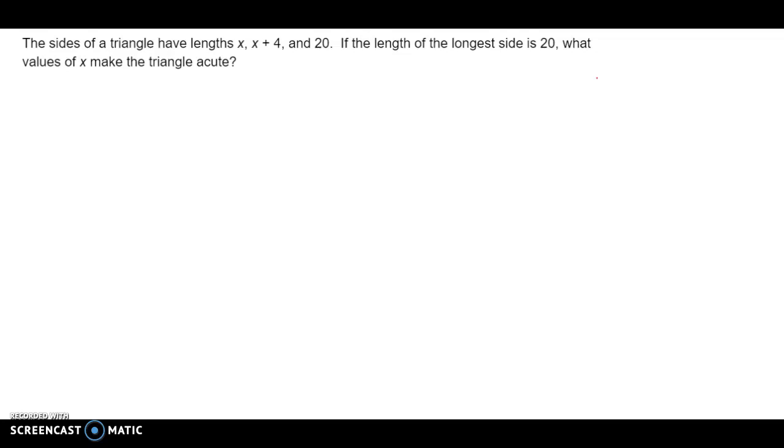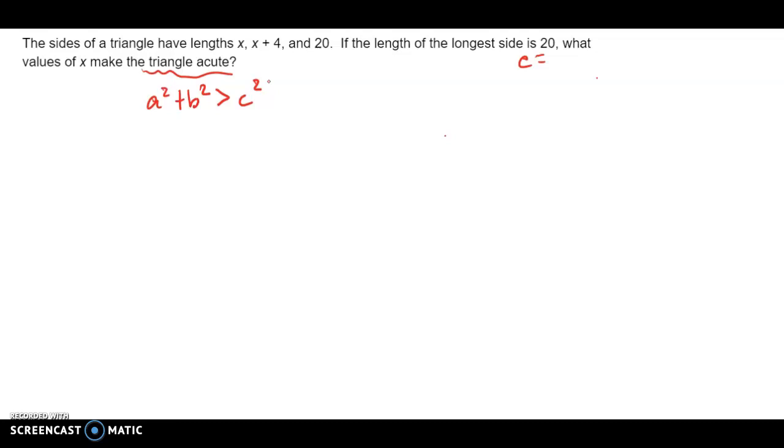Alright, we've got a triangle whose sides have lengths of x, x plus 4, and 20. If the length of the longest side is 20, which means that c is equal to 20, what values of x make the triangle acute? If the triangle is acute, we know that a squared plus b squared is going to be bigger than c squared. So we're going to use this inequality to figure this out.